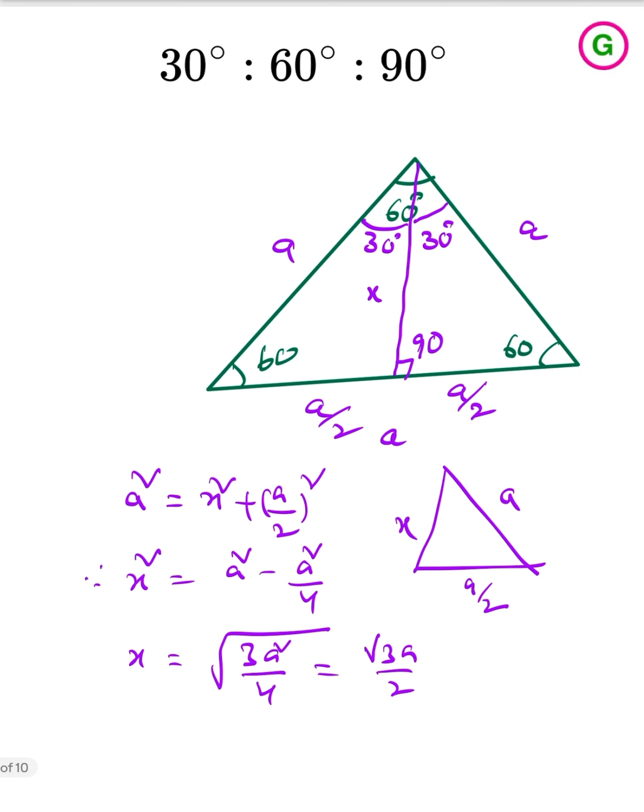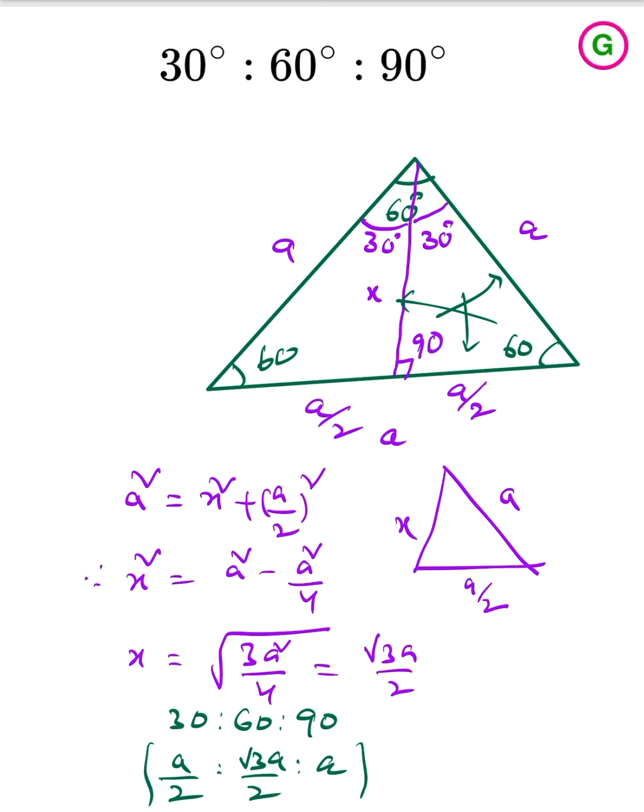Now come to this ratio 30 is to 60 is to 90. The 30 opposite is a by 2, the 60 opposite is that x value, root 3a by 2, and the 90 opposite will be a. So you can divide by 2 and a cancels: 1 is to root 3 is to 2. That means the 30, 60 and 90 degrees ratio is 1 is to root 3 is to 2, not 1 is to 2 is to 3.